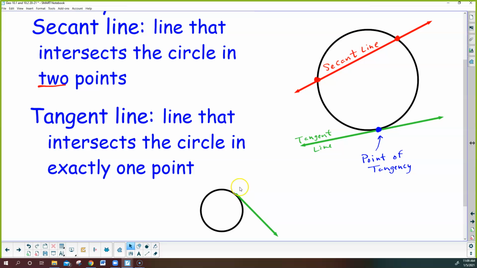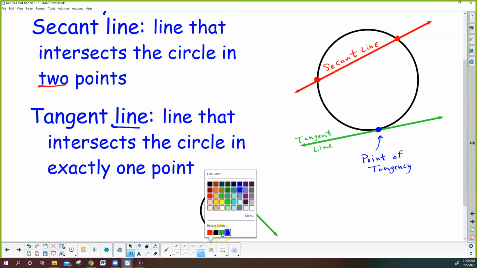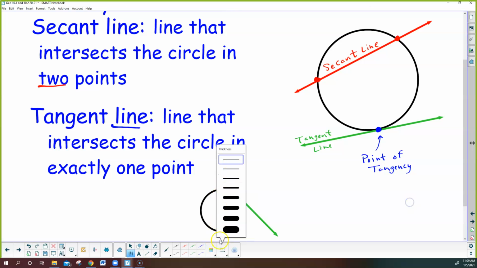You don't have to draw the picture that I have down here. I just want to show you one thing really quickly. I know we call it a tangent line, and a line goes on forever, but it really doesn't have to be a tangent line. It could officially be just a ray as well.